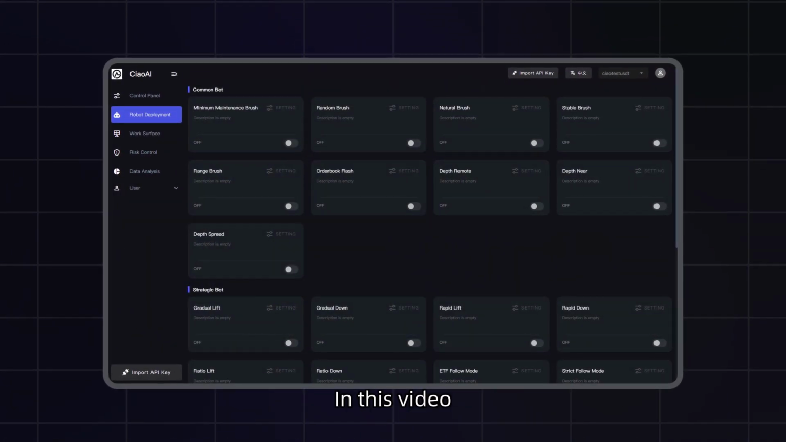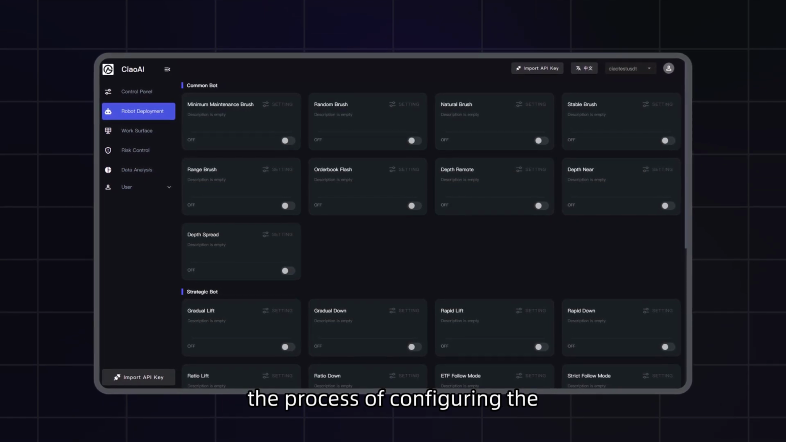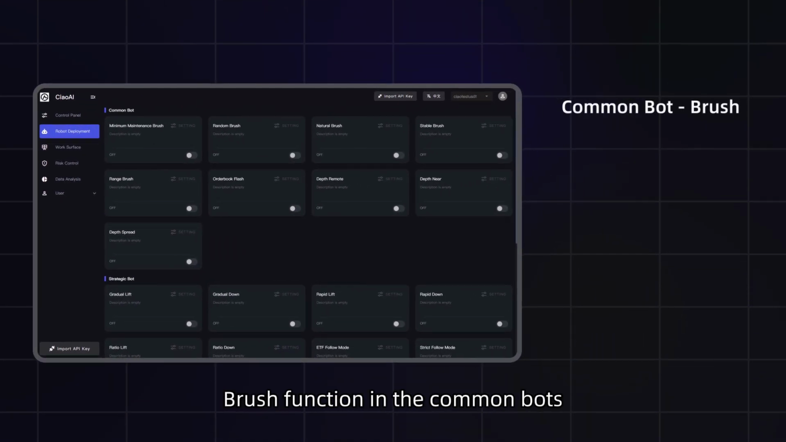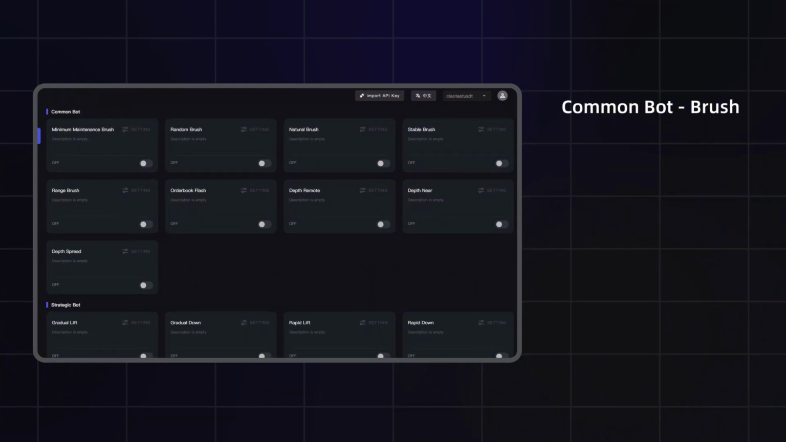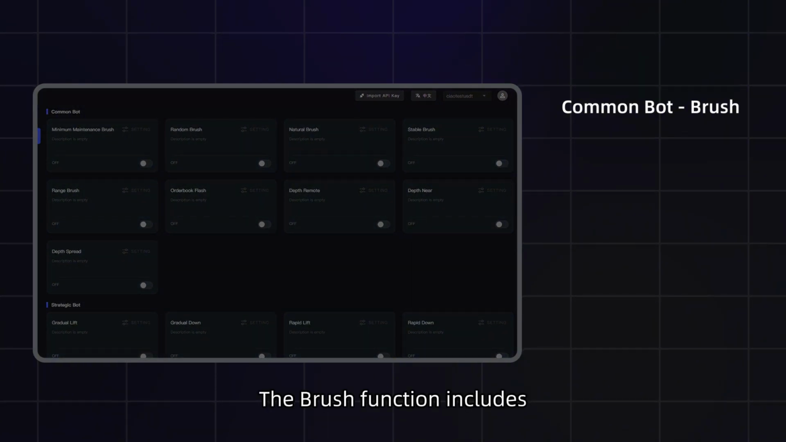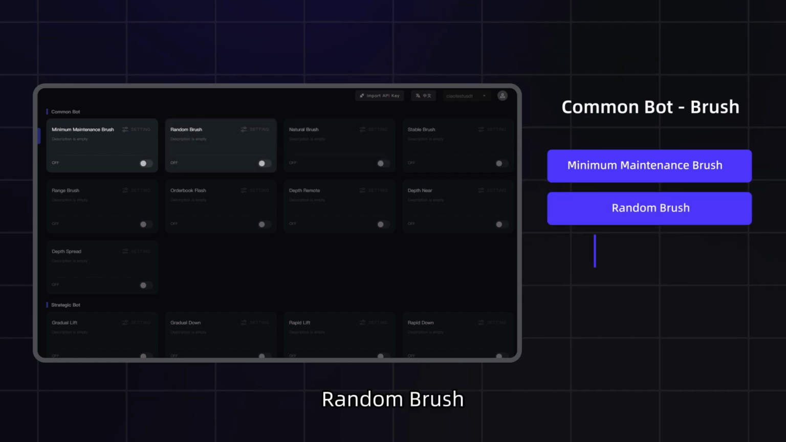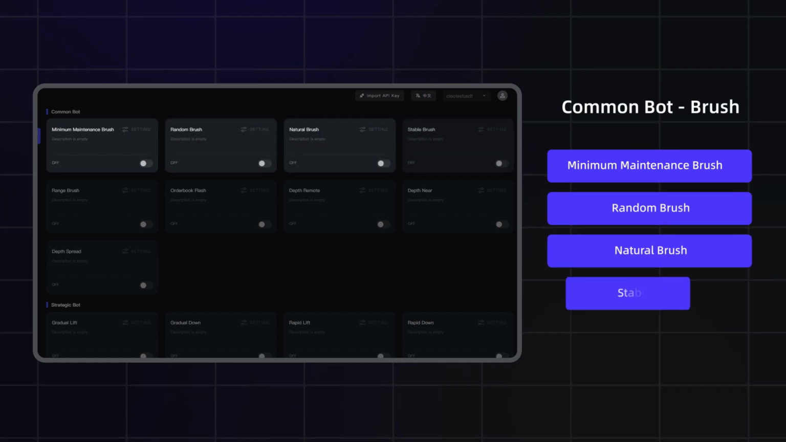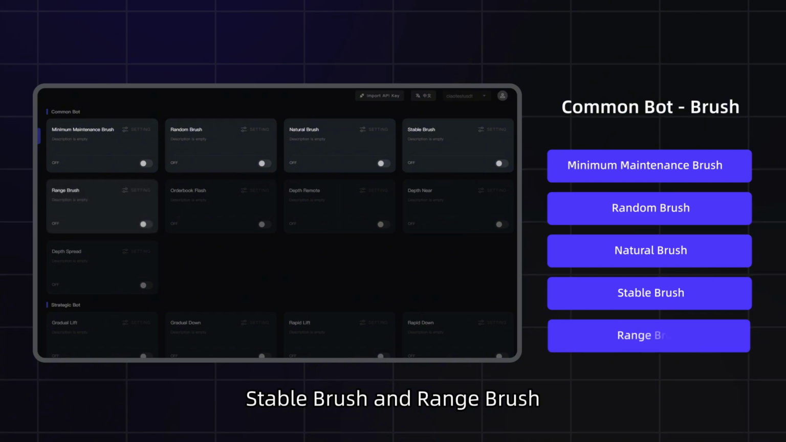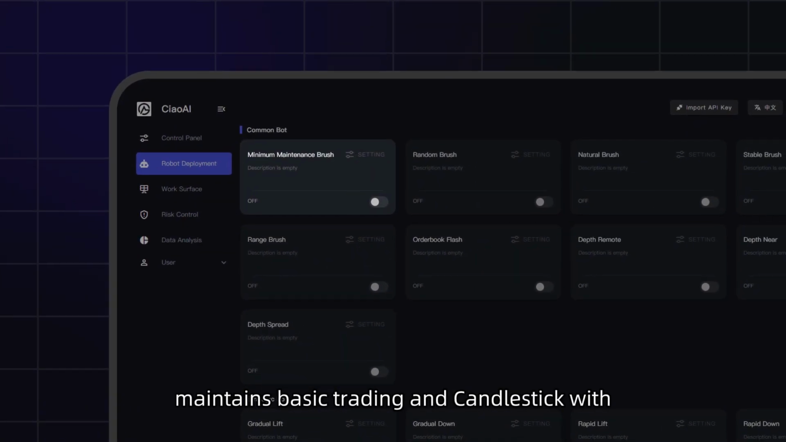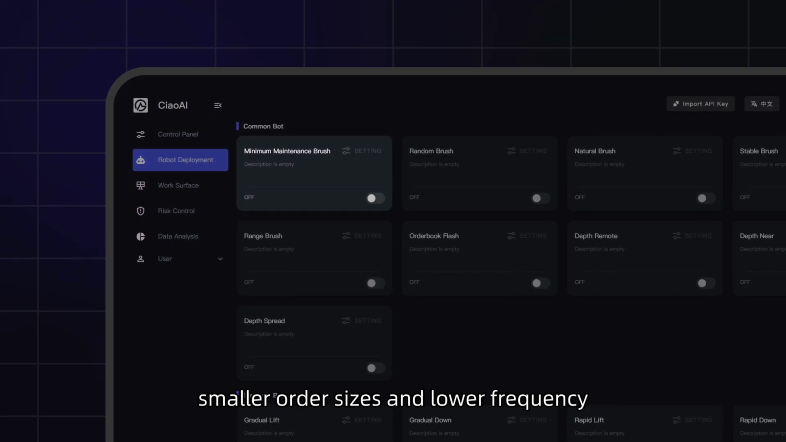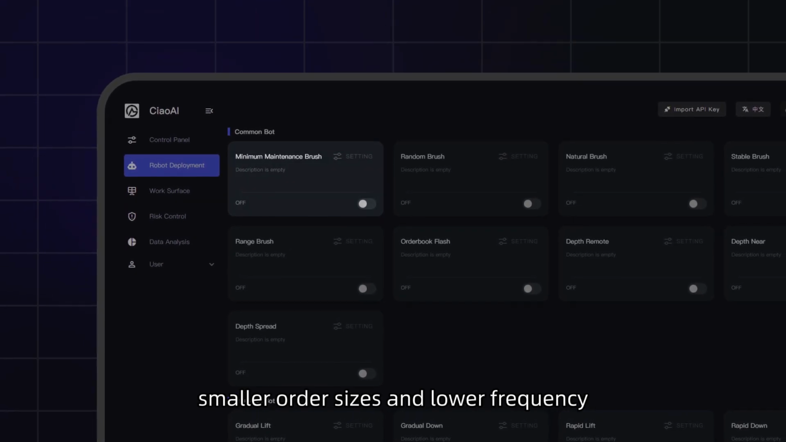In this video, we will guide you through the process of configuring the brush function in the common bots, which is for volume making. The brush function includes minimum maintenance brush, random brush, natural brush, stable brush, and range brush. Minimum maintenance brush maintains basic trading and candlestick with smaller order sizes and lower frequency.